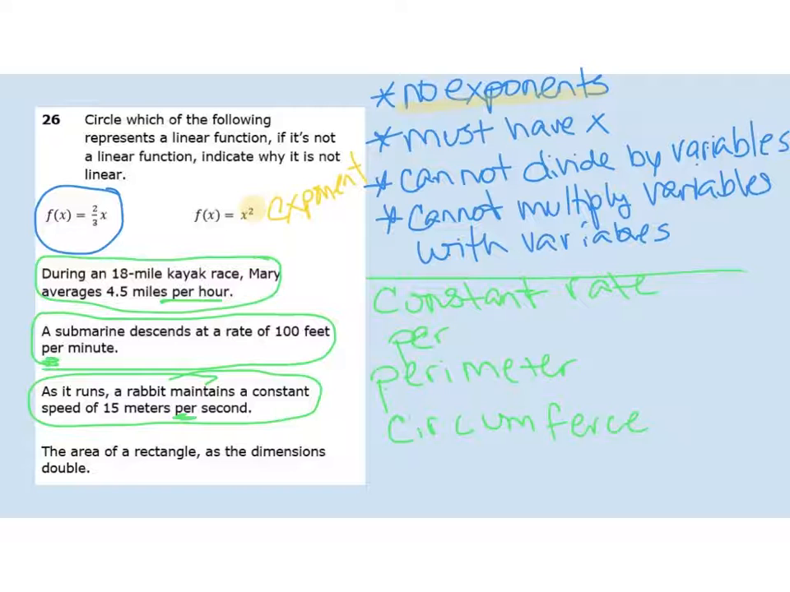And then we have our last statement, the area of a rectangle as the dimensions double. So although there is a relationship here, because we're talking about area, this is not a linear function. So the x squared and area.